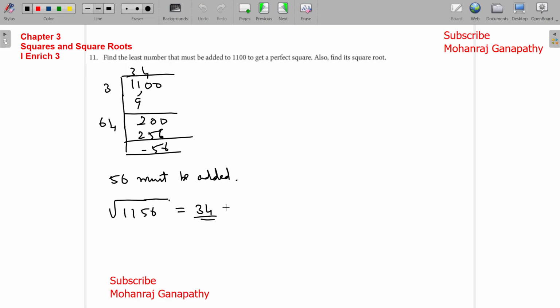So with this, chapter 3, squares and square roots, I and 3 is completed. If you have any doubt, you can mention it in the comment section. We can discuss over there.